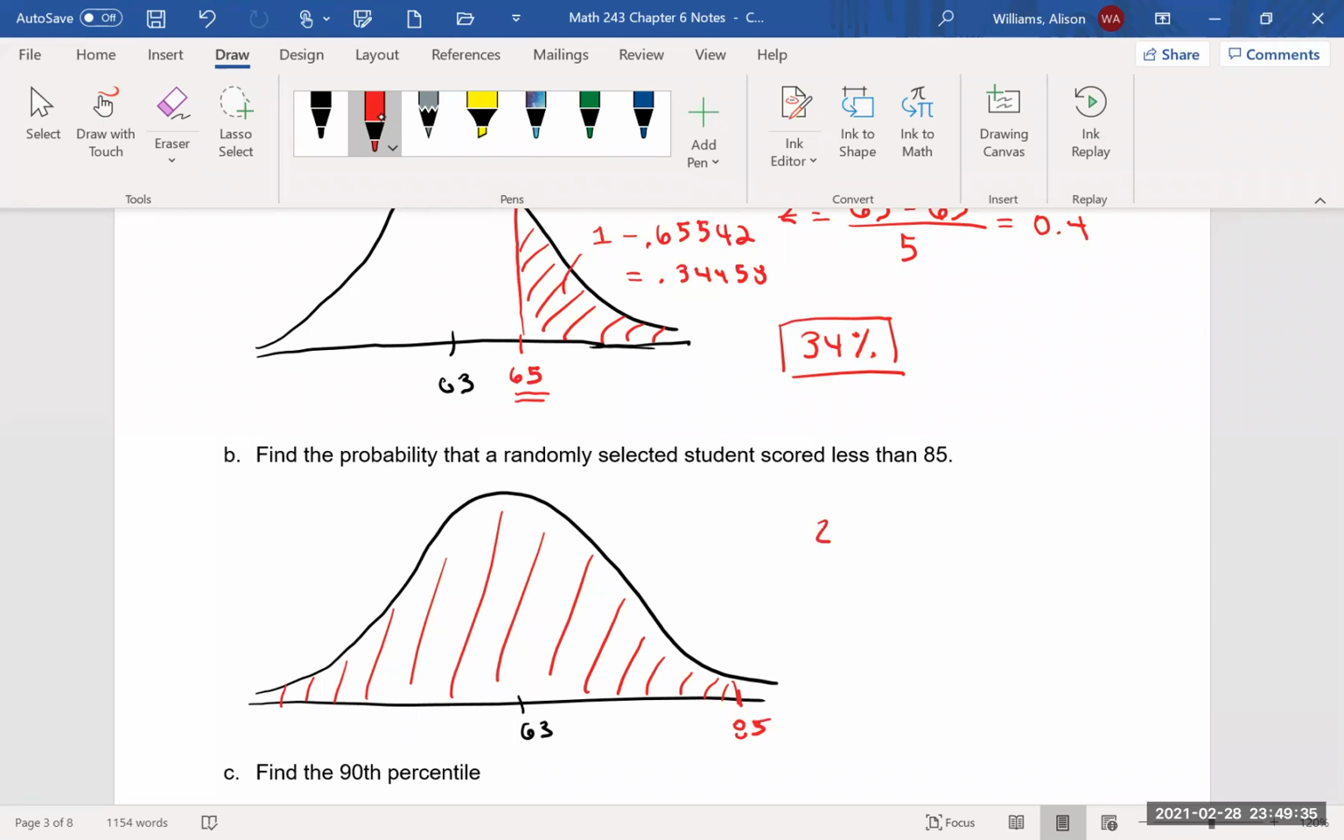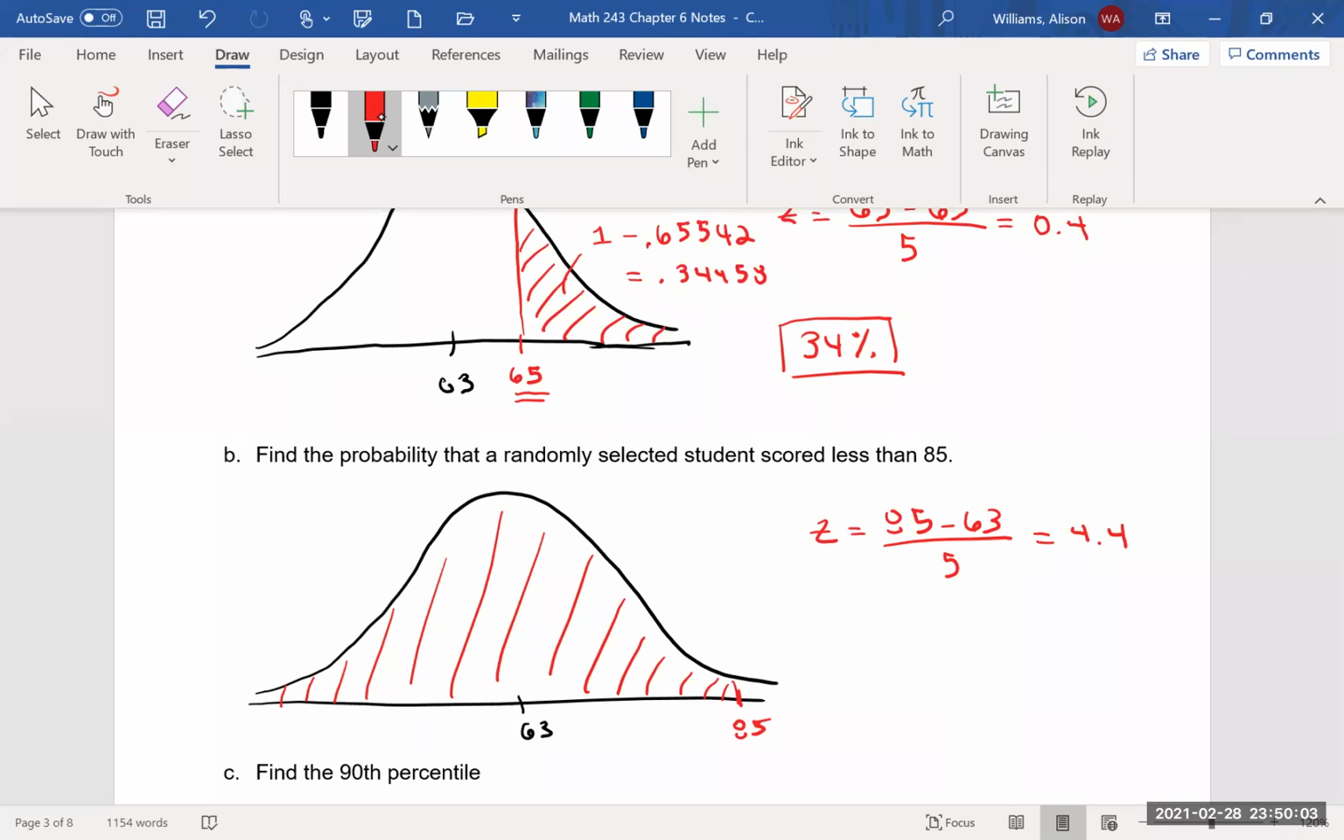Okay, so let's find the z-score. Let's see how far away it is from the mean. So 85 minus 63 divided by 5. I'm actually going to go ahead and do the whole thing. Plugging it in all the way, I'm getting 4.4. Wow, 4 standard deviations away from the mean. I probably should have put it even further.